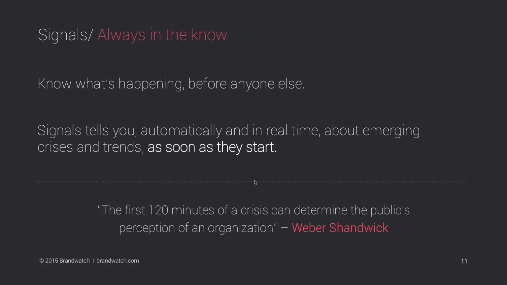in early access before that. We wanted to build something that lets people know what's happening before anyone else. So Signals is about real-time automated intelligence. It's based on the queries that you've set up in the platform, and it pulls insight out of that.